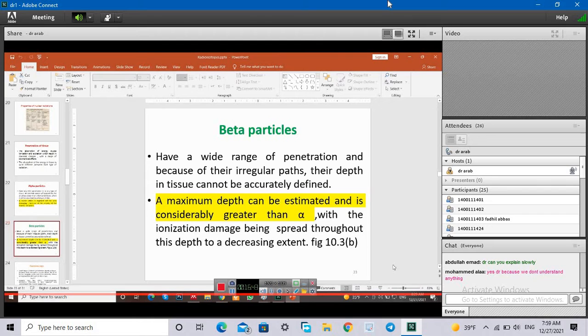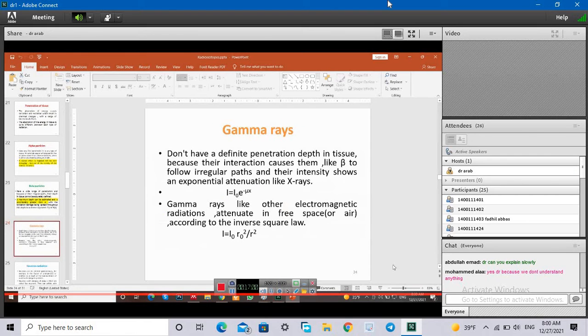For beta particles, due to having a wide range of penetration and because of their irregular paths, their depths in tissue cannot be accurately defined.